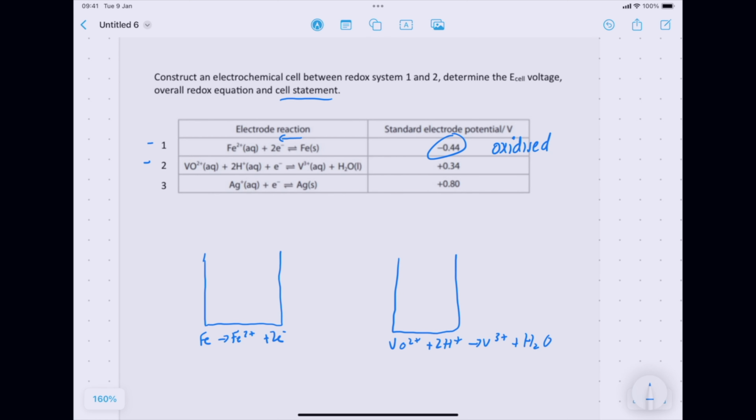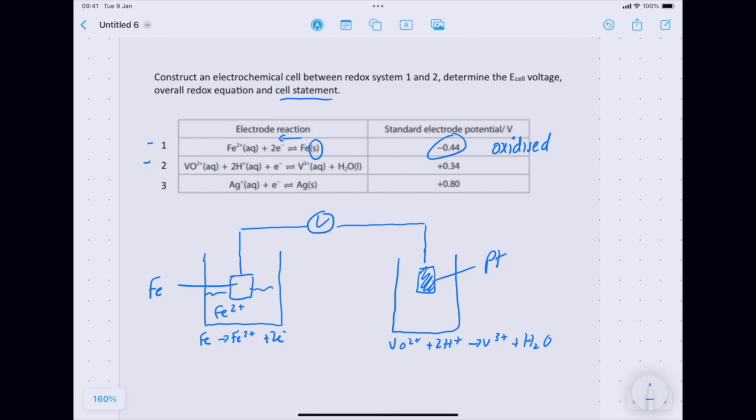The electrode on the left hand side involves solid iron, so that's going to be the electrode, and then in the electrolyte there will be the Fe2+ ion that is produced. The electrons are going to be made on this left hand side as the iron is oxidized. They will flow along the wire. There will be a voltmeter where we can read off the voltage, and then they'll flow into the right hand side, where the electrode we need for this one is going to be platinum.